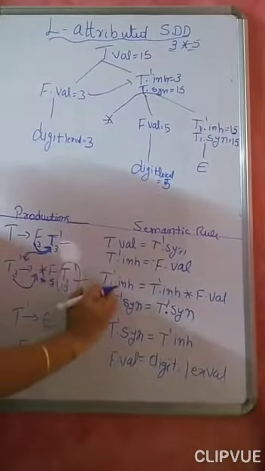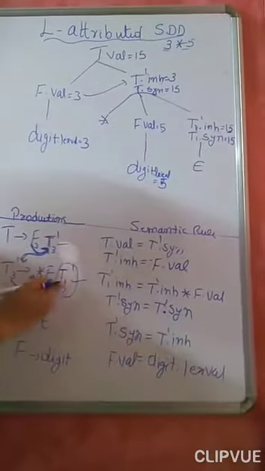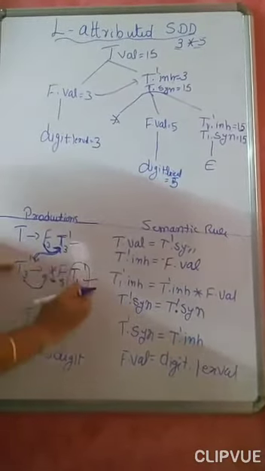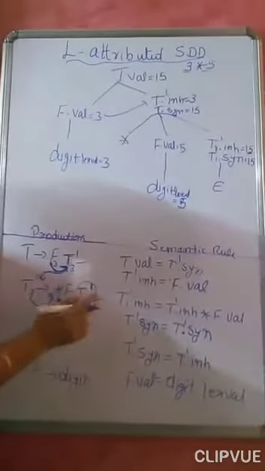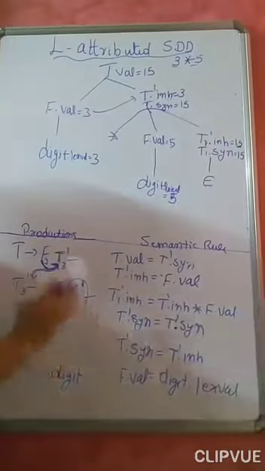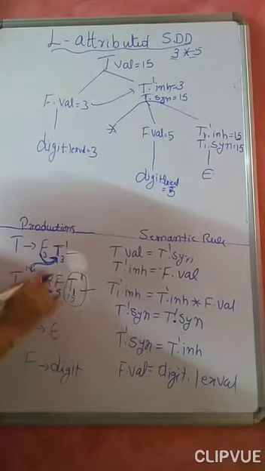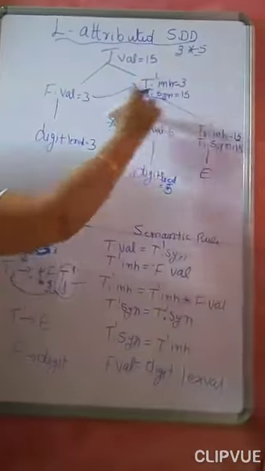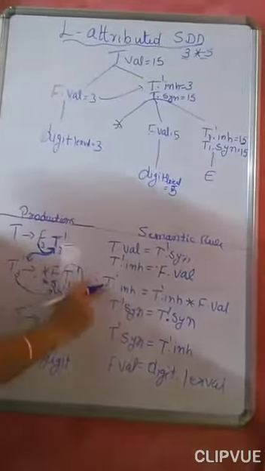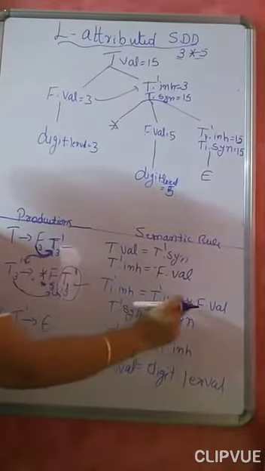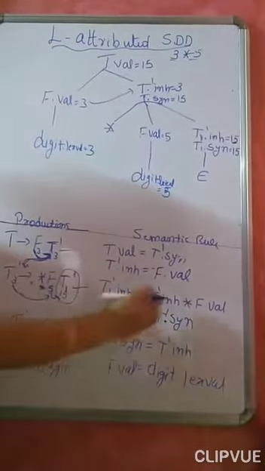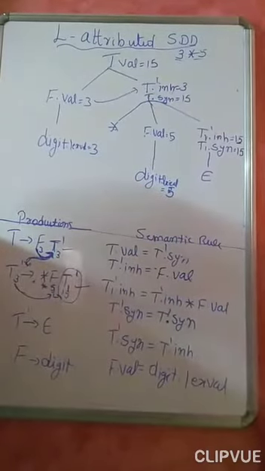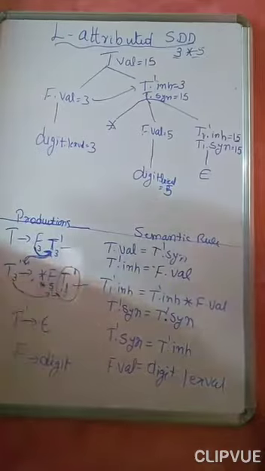So how did I get it? T1 dash inherited is equal to T dash inherited star F dot value. That means this T1 dash is the non-terminal which is inheriting the value from its parent and also from its sibling. So that's why here T1 dash inherited is equal to T dash inherited star F dot value. So that is about the inherited values associated with these two. Rest all we are having are synthesized values only.